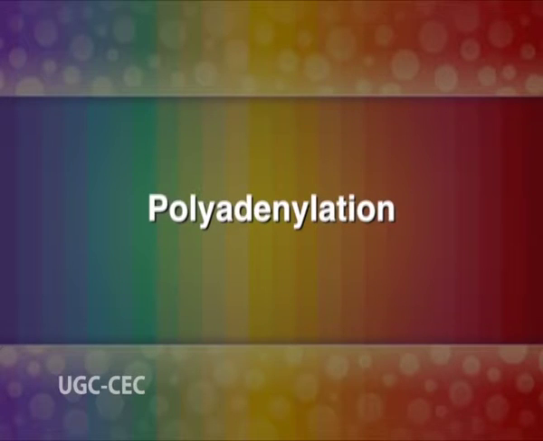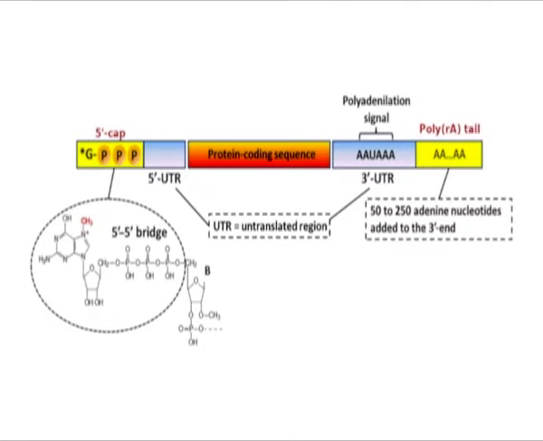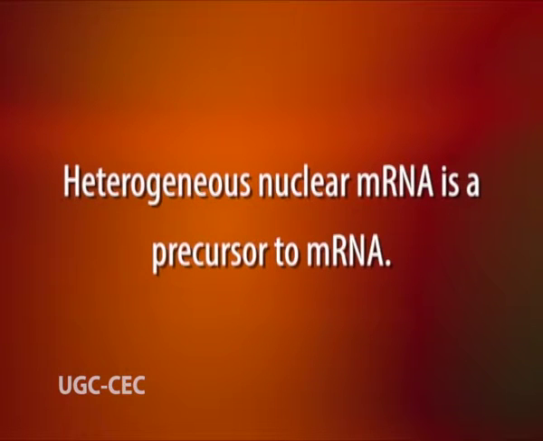First is polyadenylation. The process of adding polyadenine to the 3' end of pre-RNA is called polyadenylation. A long chain of adenosine monophosphate residues is called poly-A. Heterogeneous nuclear RNA is a precursor to mRNA.